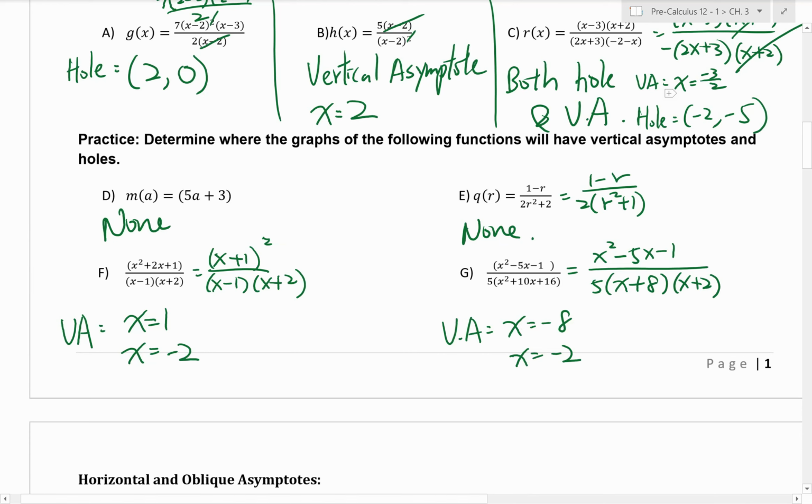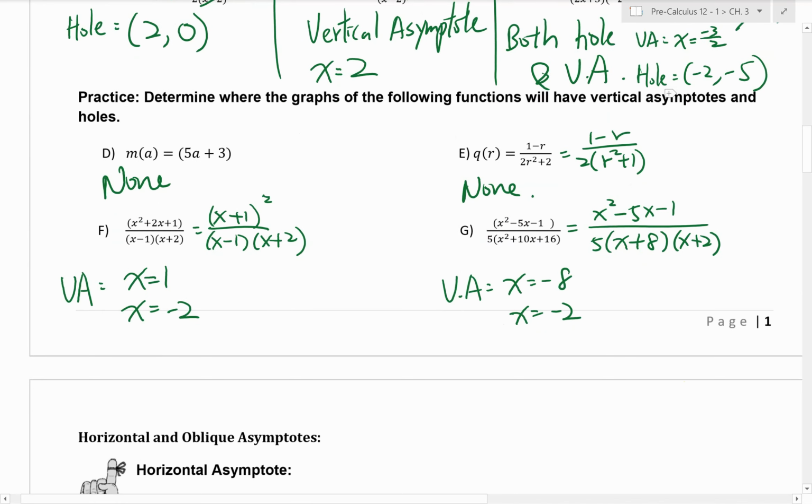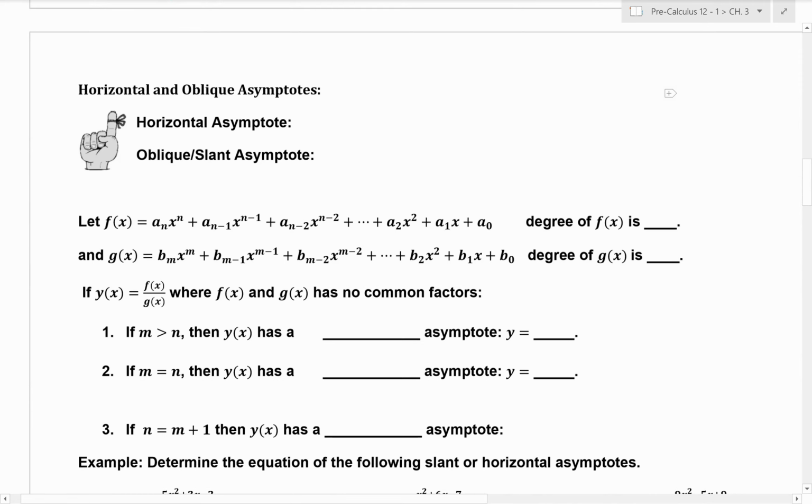So again, there's nothing for you to reduce. In that case, both are just vertical asymptotes. If you can cancel, then you end up with holes, okay? So that's how you determine whether you have vertical asymptotes or holes or not, okay? Now we're going to move on, and we are going to look at horizontal and oblique asymptotes.